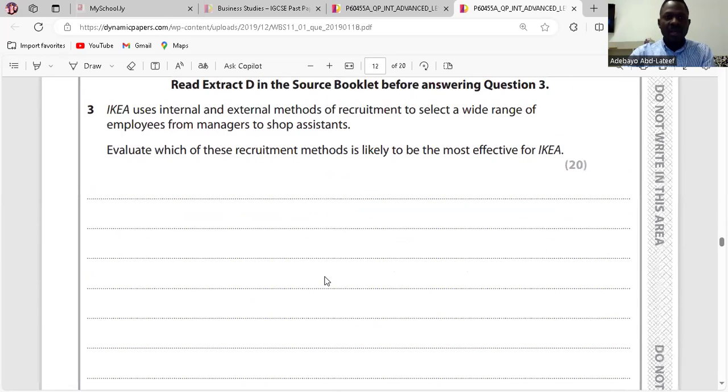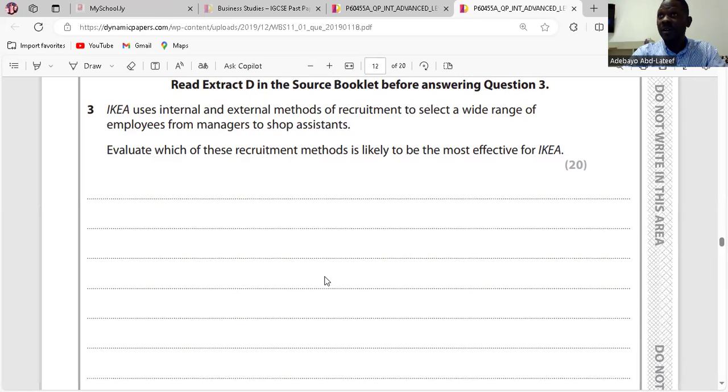IKEA uses internal and external methods of recruitment to select a wide range of employees, from managers to shop assistants. Evaluate which of these recruitment methods is likely to be most effective for IKEA. So the first thing you have to do is define what recruitment is. Recruitment is the process of actively seeking out, finding and hiring candidates for a vacant position. That is recruitment. And we have 2 types of recruitment, namely internal recruitment and external recruitment. So you define internal recruitment first.